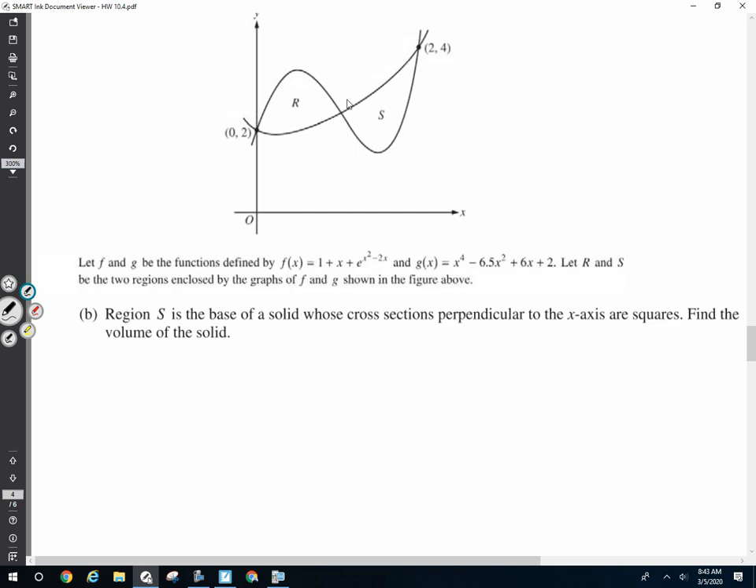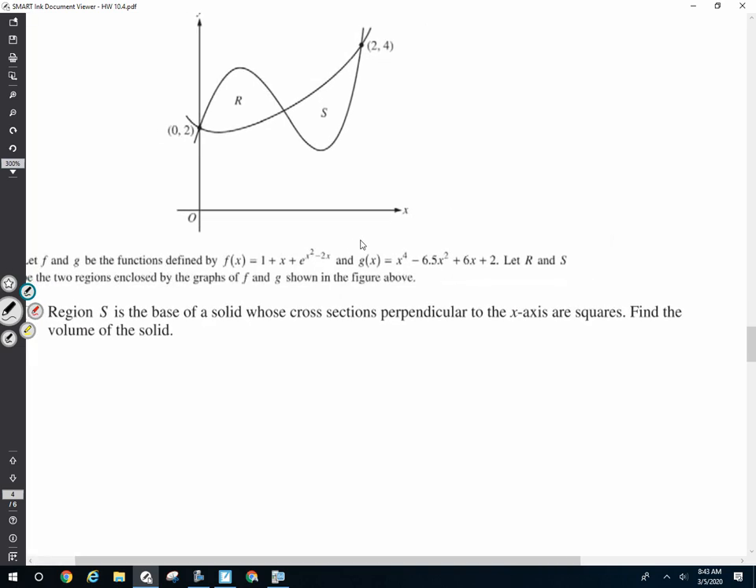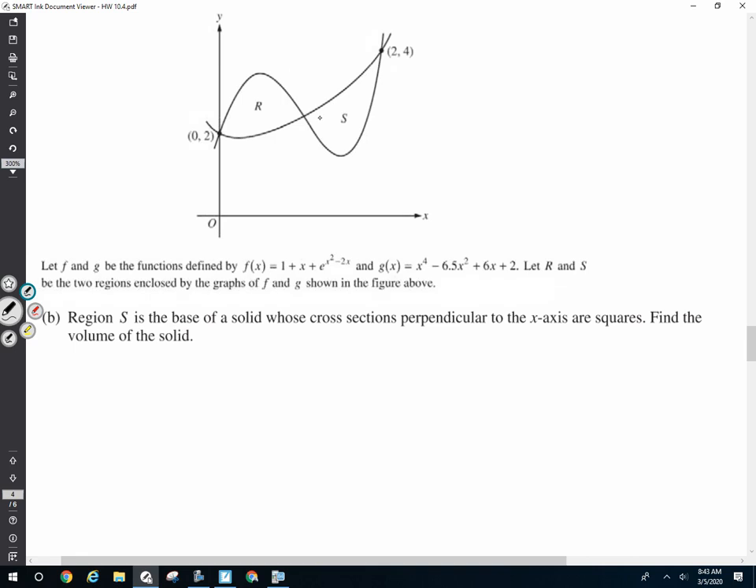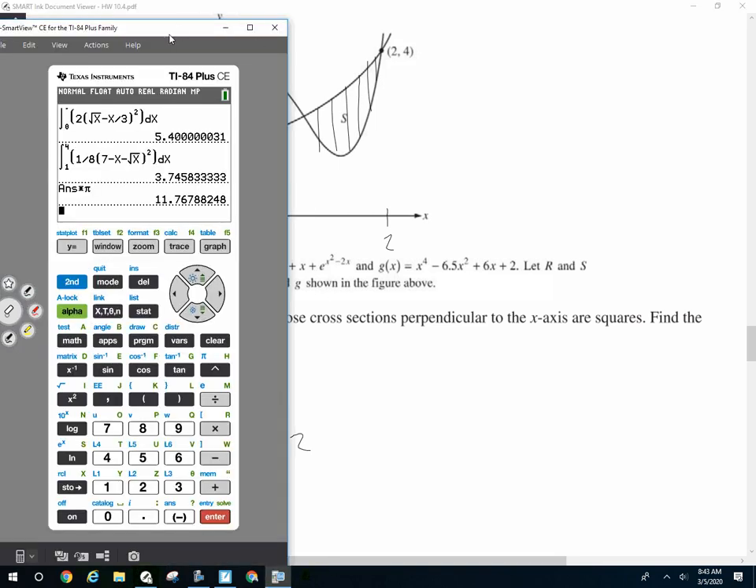Okay, S, cross sections perpendicular to the x-axis are squares. All right, so I got squares here. The area of a square is a side length or base length squared. So I'm going to take an infinite sum of base lengths being squared. I see that we're going to end at 2, but I don't know if this intersection is 1 or not. I'm going to put a 1 and a question mark. It might be something else. Don't assume anything. If you're not told what it is, don't assume it's at 1.